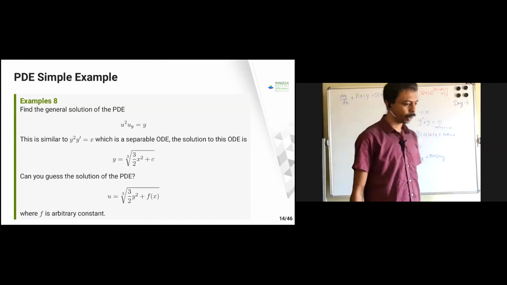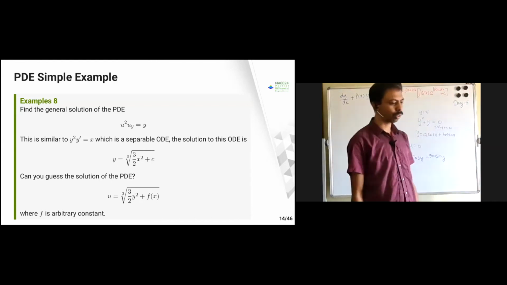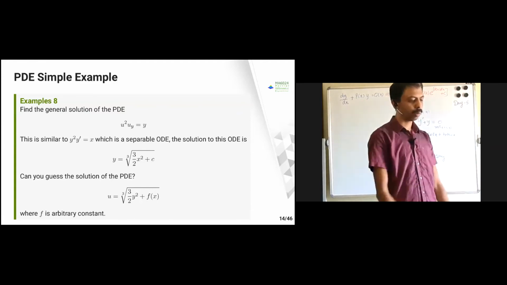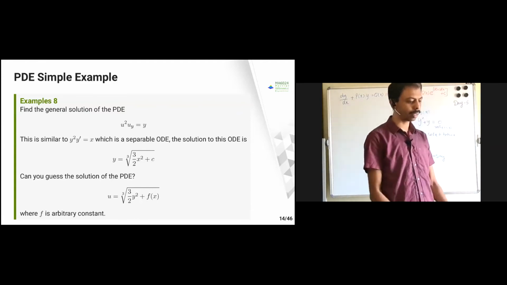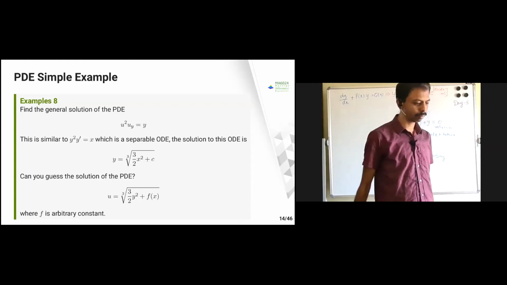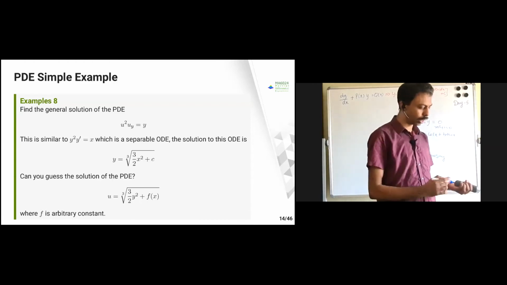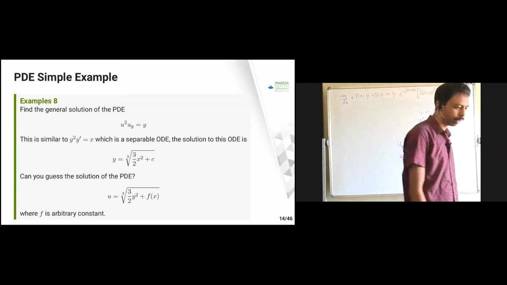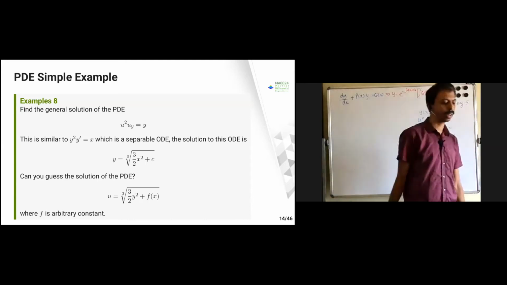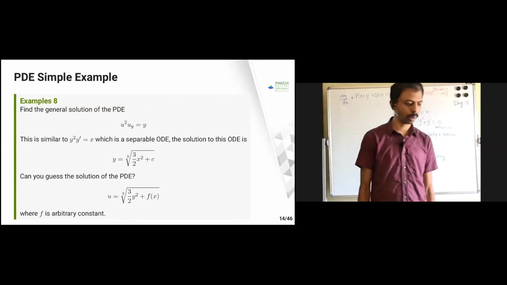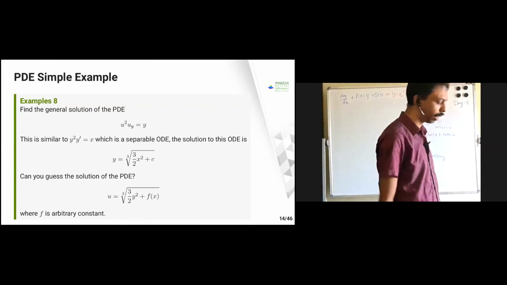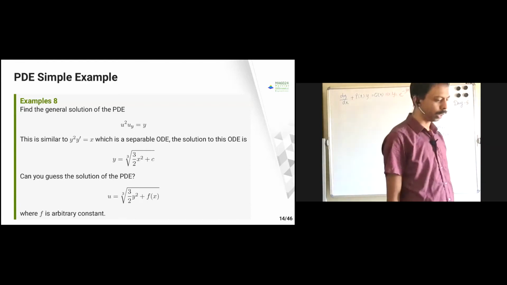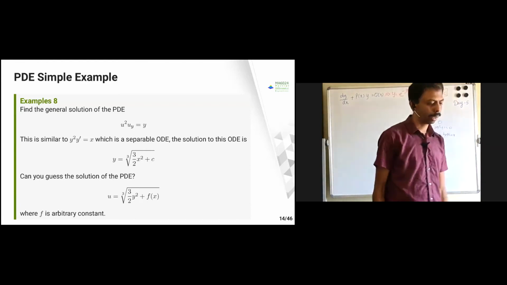Again, u square u_y equal to y. So how do you solve this one? Again, you convert that into the form similar to the ODE, y square y dash equal to x. So how do you solve that problem? If you solve that ODE using separable variables, you will get y equal to cube root of 3 by 2 x square plus c. You integrate both sides, so you'll get this kind of solution.